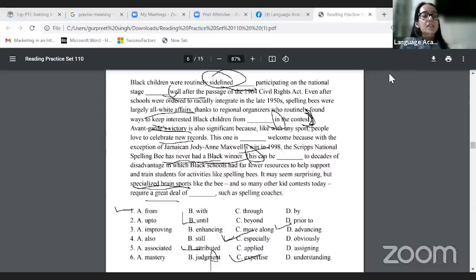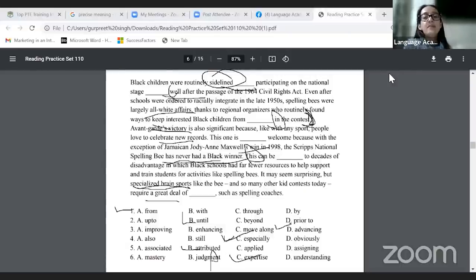The first line is sidelined from, which is prevented from, until this time. And the time is well after 1964. Even after 1964, they were prevented. And they always used to find ways to keep black children from participating in the contest, which means from advancing, moving ahead, going into, entering any of the things. And then the next paragraph starts, which says that this person's victory is significant, is important. This one is especially important because of one more reason. We give the second reason.